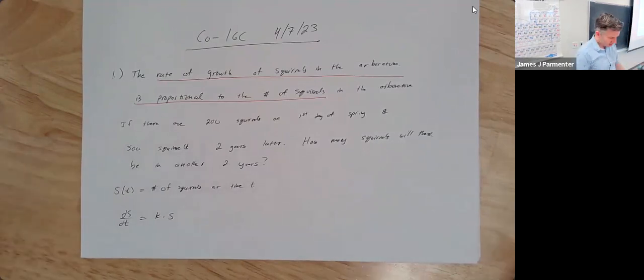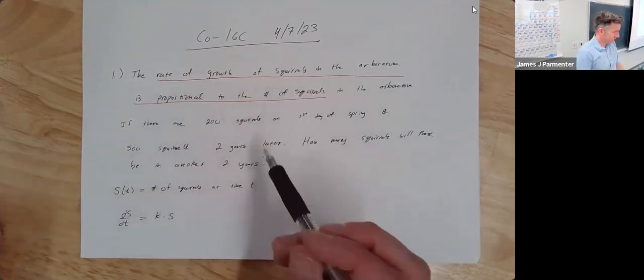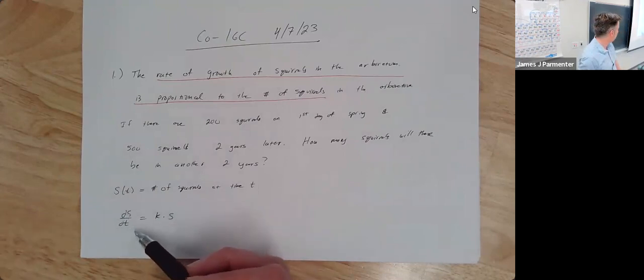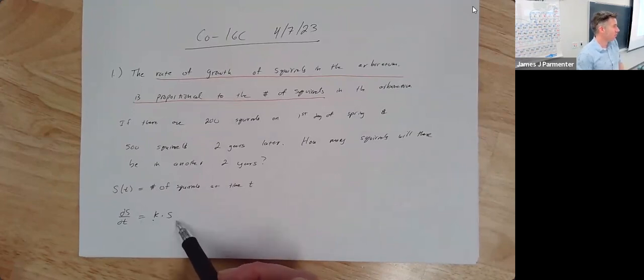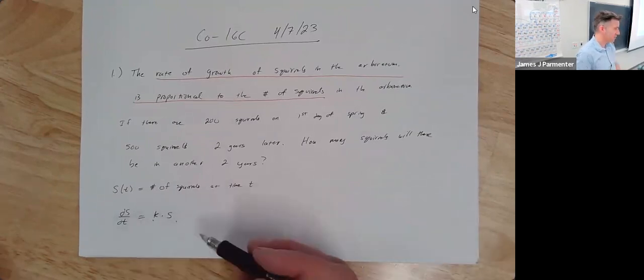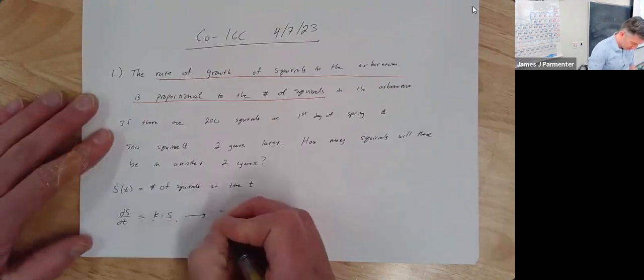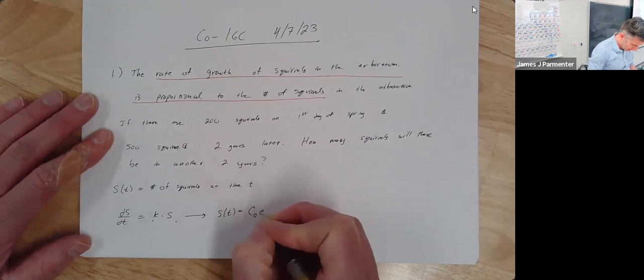Come on in. We're just talking about how if you have the rate of growth of, in this case, squirrels being proportional to the number of squirrels, that's just a way of writing this differential equation. The ds dt, the rate of growth of squirrels, is proportional to or a multiple of the number of squirrels. And then when you solve this sort of differential equation, you're going to see this kind of setup a lot. You don't want to really go through solving it every time. The solution here ends up being S of t equal to C naught e to the kt.